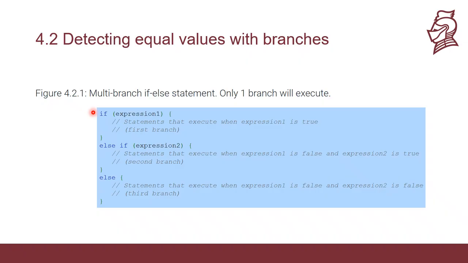Now let's look at this structure. So this is very interesting. If this expression is true, then we will execute what's between these first braces, that first branch, and nothing else. If this is false, else, if this is false, then we test this expression. If this expression is true, then we do this, else we do this. And you can string as many of these as you want.